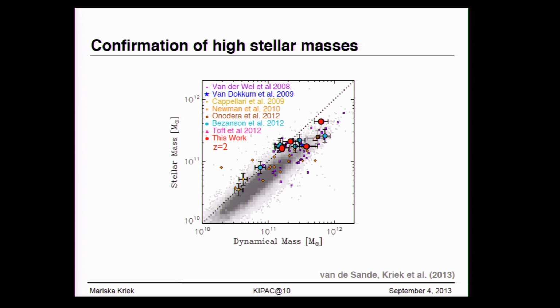So what you see are a lot of other works as well. The gray is Sloan, so galaxies in the local universe, and there are a lot of other works varying between redshift 0.8 and 2. And all these works show that the photometric masses are actually pretty good. Okay, so these galaxies are really compact.